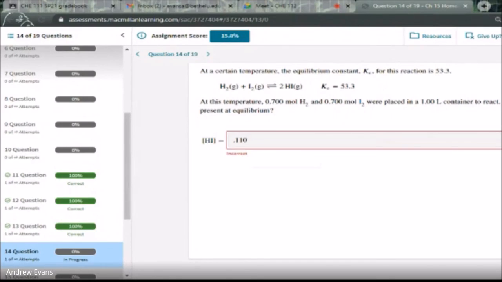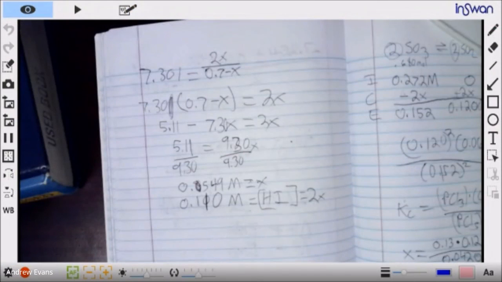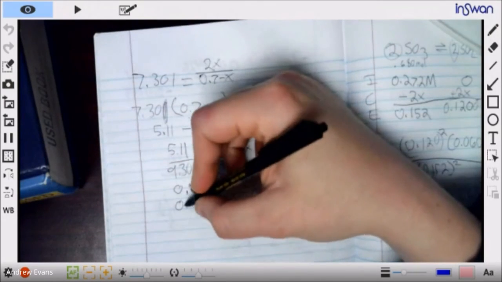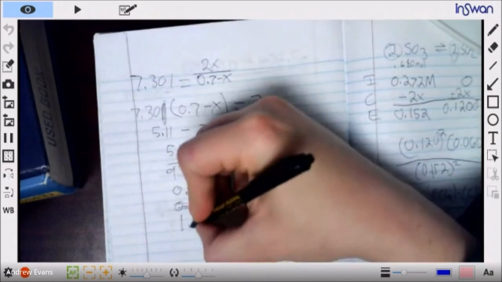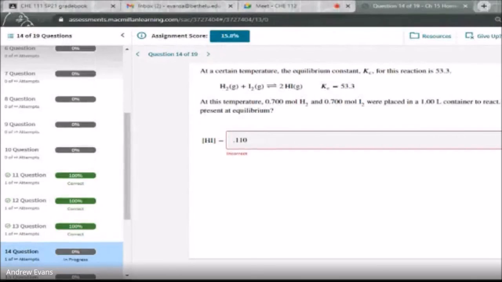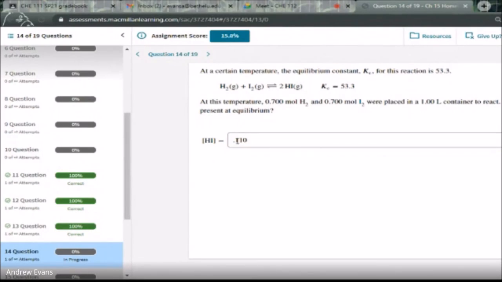Sorry. Here's my one problem. When I did that 5.11 divided by 9.3, it should have read 0.549. I had an extra 0. So this number becomes 1.10. Off by a factor of 10. So the correct answer should be, unfortunately, I don't know how I screwed that up.